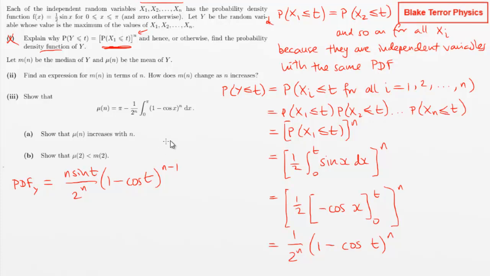Right, so I'm going to need a new sheet for this. And I'm going to need this thing, aren't I? If I'm going to be looking at medians, because that's going to be equal to a half. Because this is our probability y is less than or equal to t, right? So I'm going to need this 1 over 2 to the n, 1 minus cos t to the n.